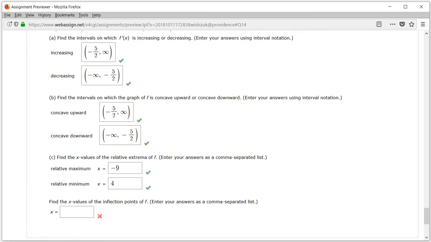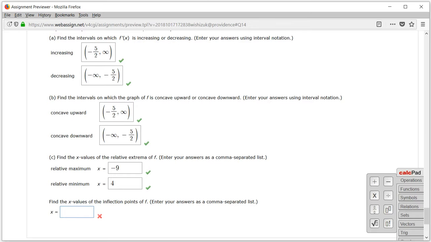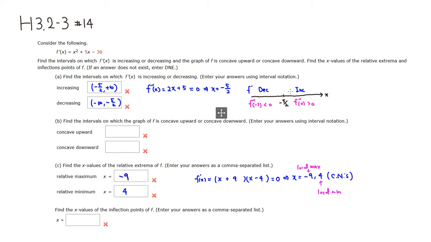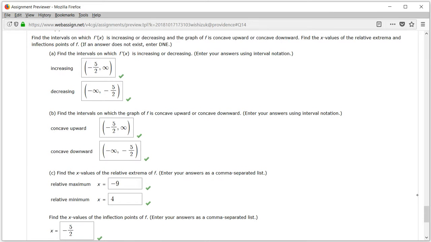Now we have: find the x values of the inflection points of f. An inflection point happens where the concavity changes. If you look at this, you can see that the concavity changes at negative 5 over 2. So that's the answer: negative 5 over 2, because concavity changes from concave downward to concave upward. Let's check the answer. I came back and we got the last part correctly as well.